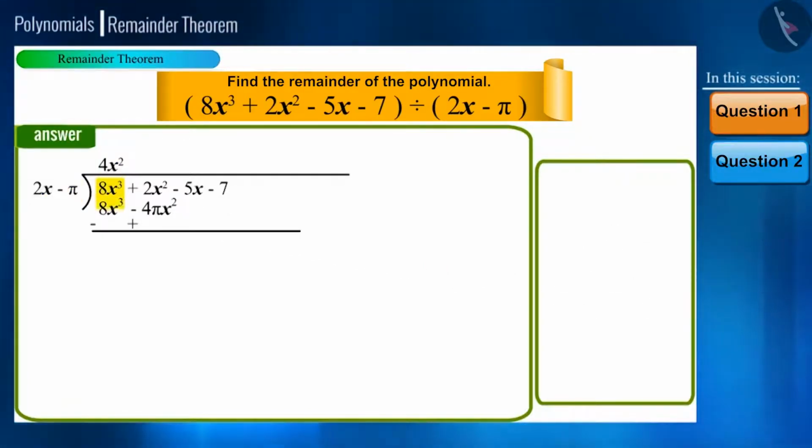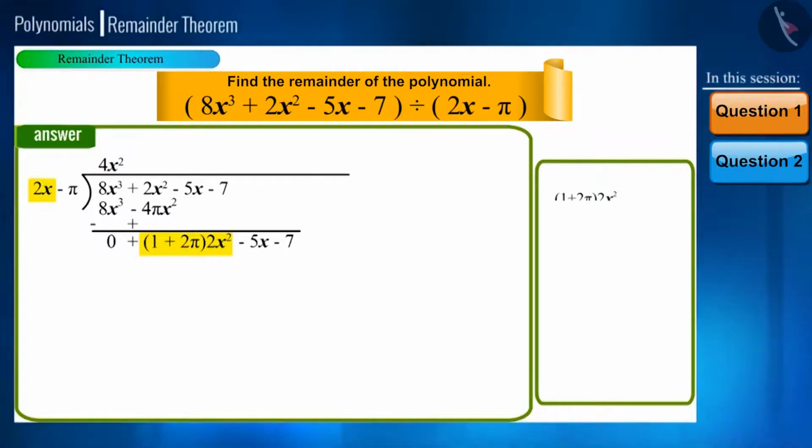On subtracting, 8x cubed minus 8x cubed will become 0 and 2x squared plus 4pi x squared will add up to form 2x squared plus 4pi x squared. We can take 2x squared common and write it as (1 plus 2pi) multiplied by 2x squared. With this, we will carry the remaining terms of the dividend with their signs below.